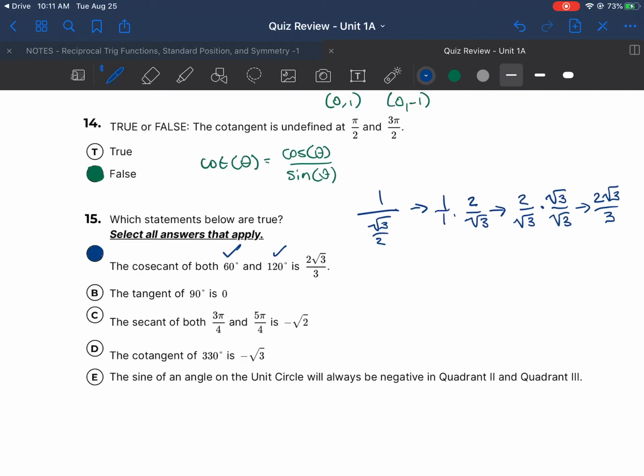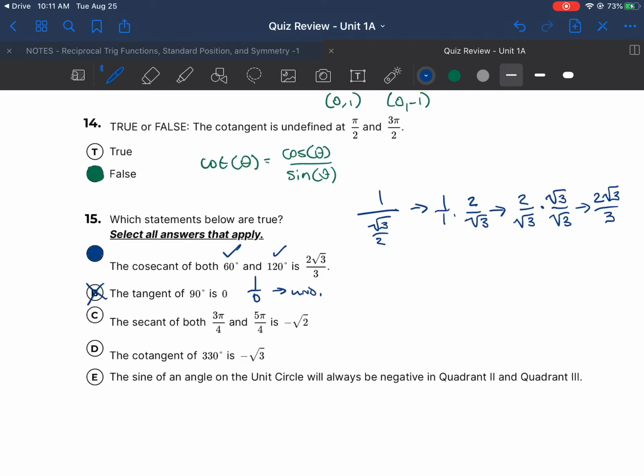Answer choice B says the tangent of 90 degrees is 0. Well, if we look at the tangent of 90 degrees, remember the tangent is sine over cosine. Well, the sine at 90 degrees is 1, the cosine at 90 degrees is 0, and 1 divided by 0 would be undefined. So this would actually be false.